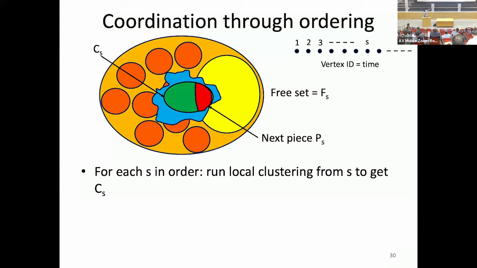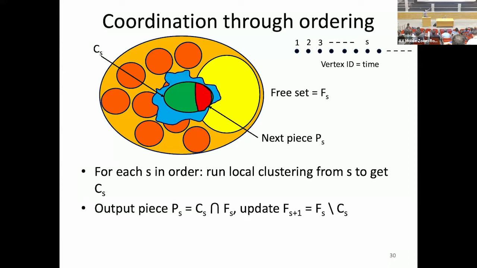So let's just say that the next piece is going to be the portion of the low conductance cut inside the vertices that have not been clustered thus far. CS intersection FS. Free set intersect the cluster. This is my next piece. And then all of these pieces are going to give me a decomposition, whether it's hyperfinite or not, I don't know. And then I can just update the free set. So this is a global algorithm. But note that locally what is being done is just like some diffusion that is oblivious to the graph itself.